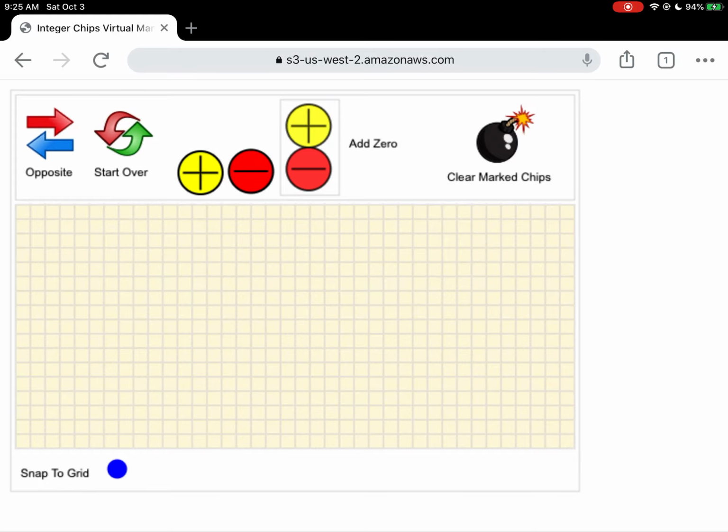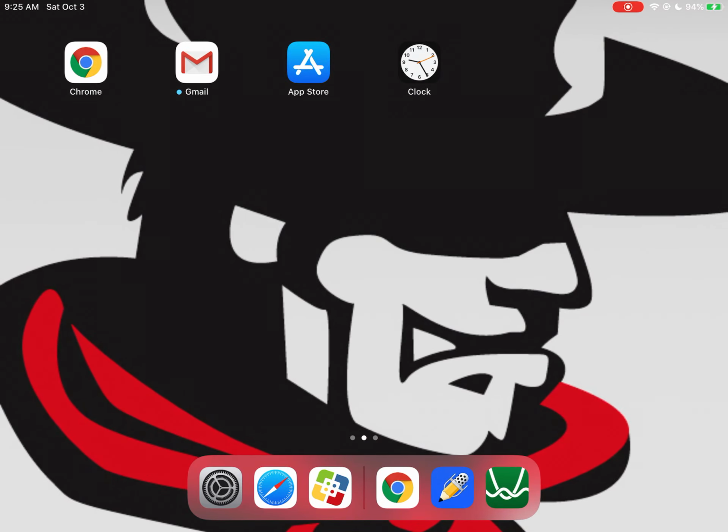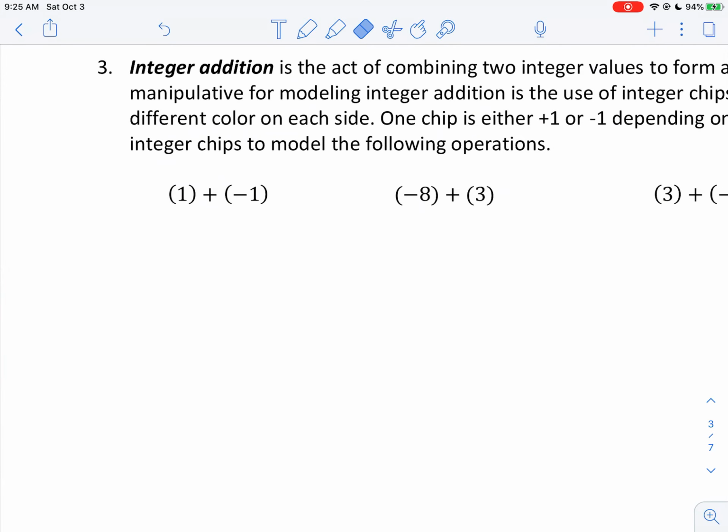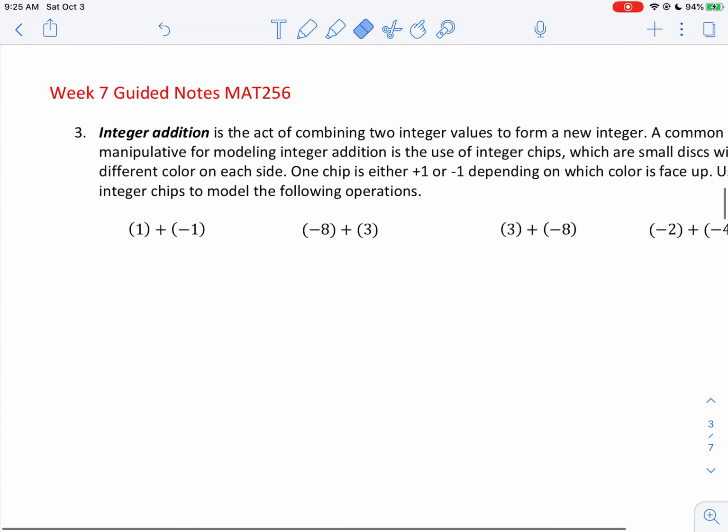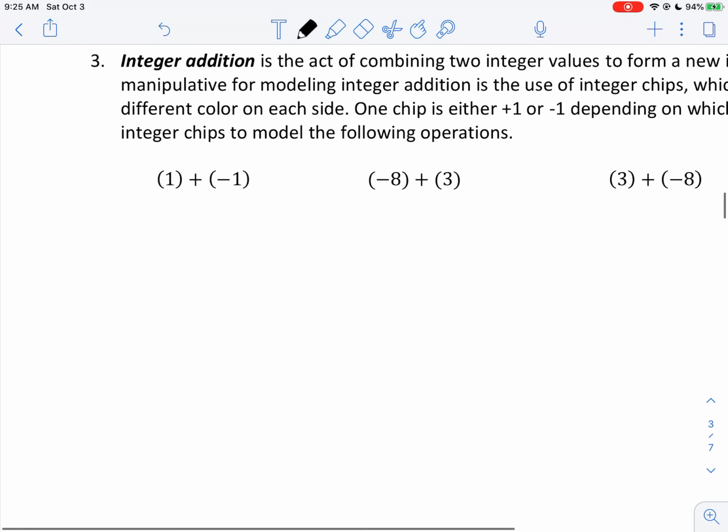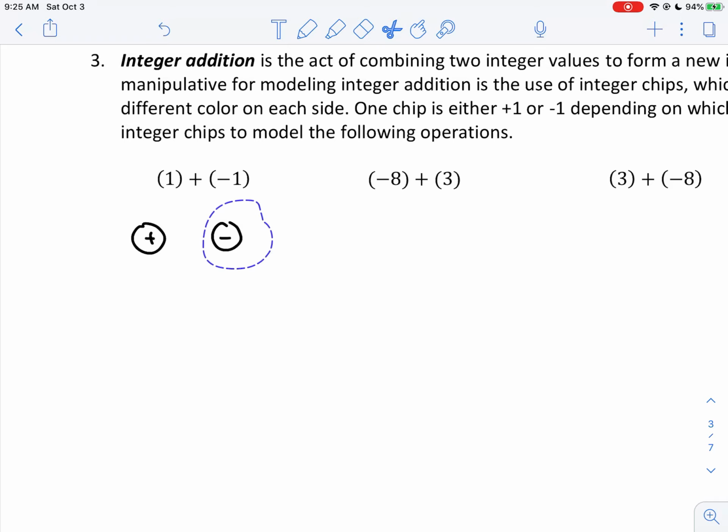Okay, so I'm going to be using this tool a little bit, but mostly I'll be representing the chips here by drawings, which is what you're going to be expected to do to fill in your guided notes and to do your homework, just to draw a representation of these chips. So you've got this positive chip and a negative chip, and the act of addition is to combine them, just like it means with adding whole numbers. And when you combine them, they cancel each other, and they take on a value of 0.